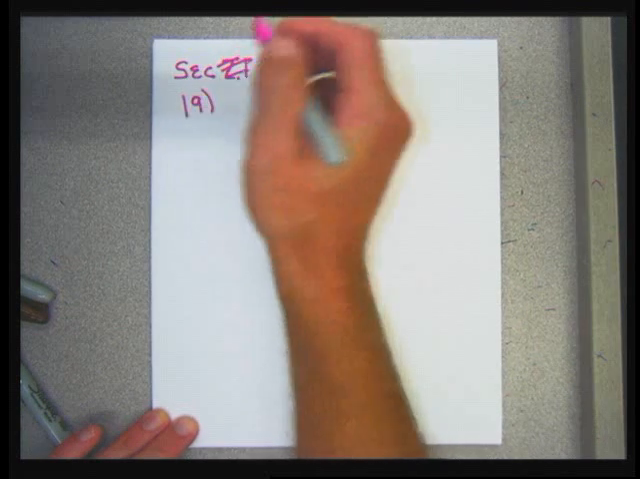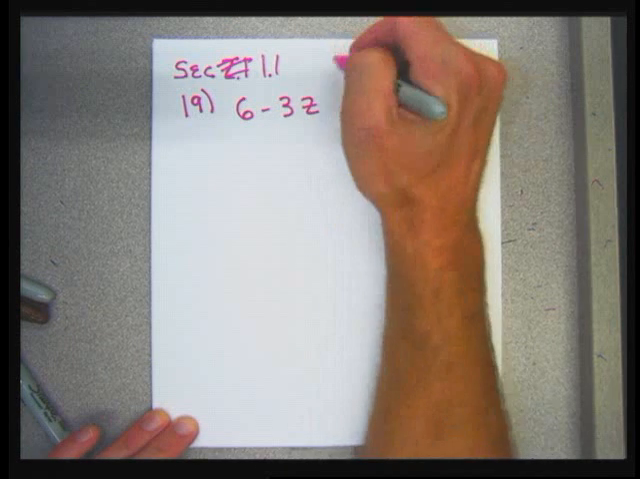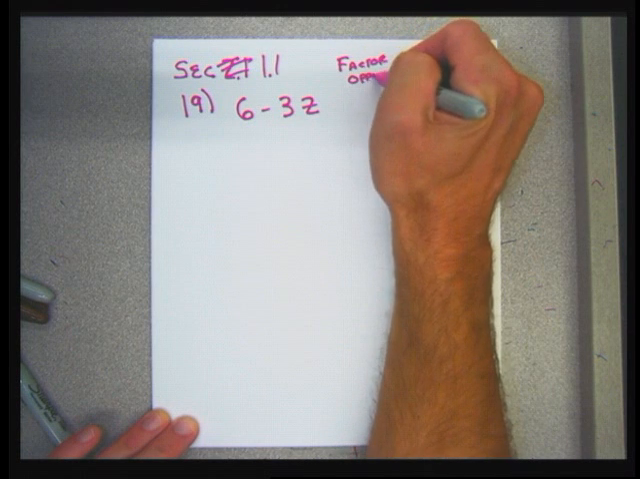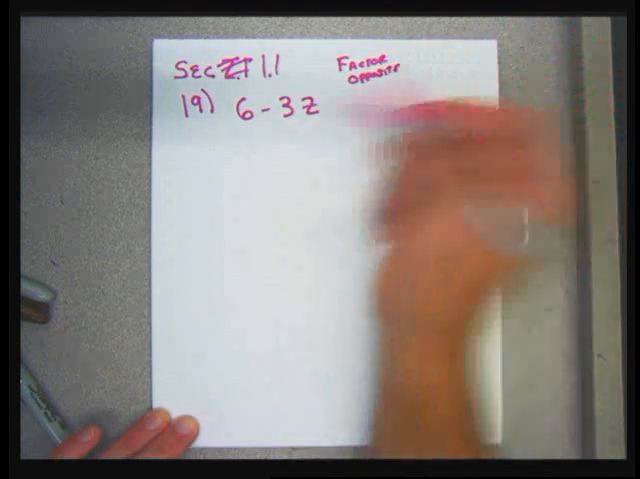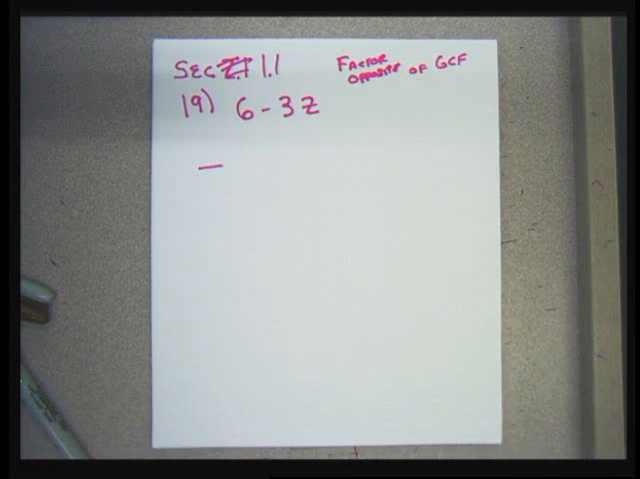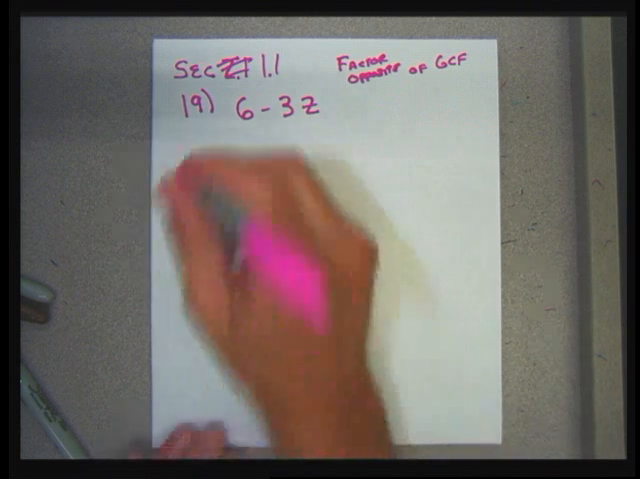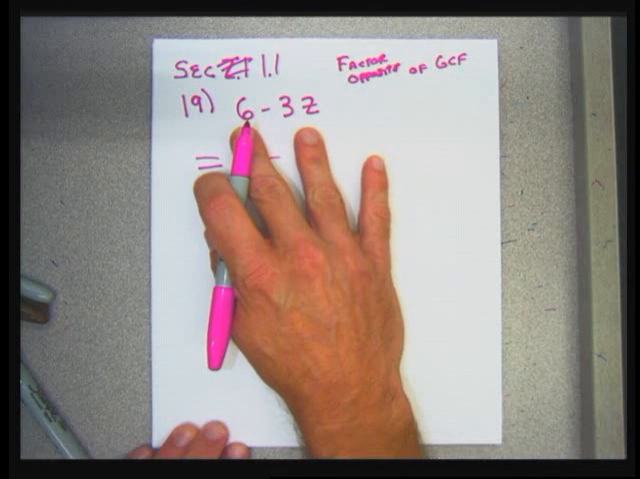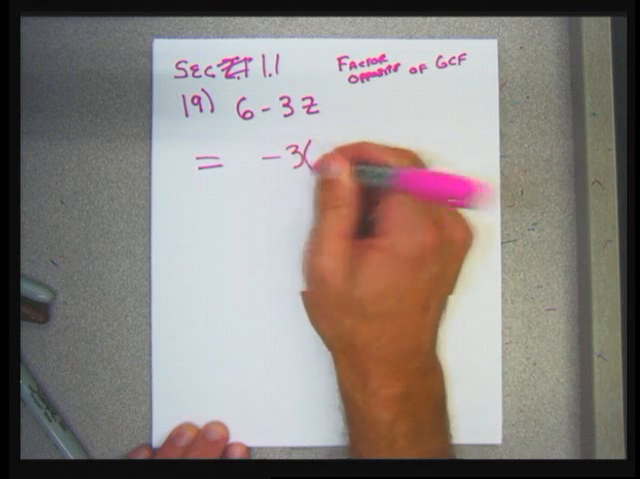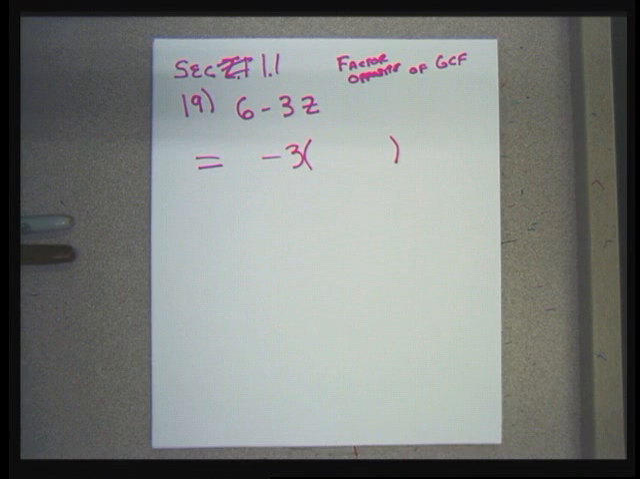Number 19 asks me to factor out the opposite of the greatest common factor. When I see the words factor out the opposite, that implies to factor out a negative. So immediately the instructions imply to me that I want to have a negative in front of a parentheses. And they probably imply there's more than just a negative sign. The extra that I'm going to factor out is a 3 because both 6 and 3 are divisible by 3. So I'll write a negative sign because of the word opposite, a 3 because the greatest common factor is a 3. And then I'll divide each of the numbers by 3.